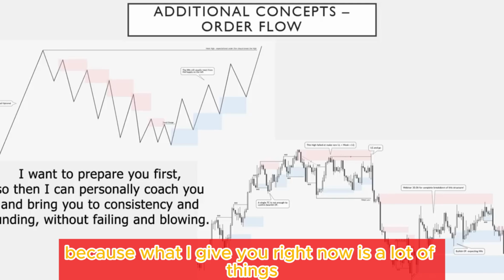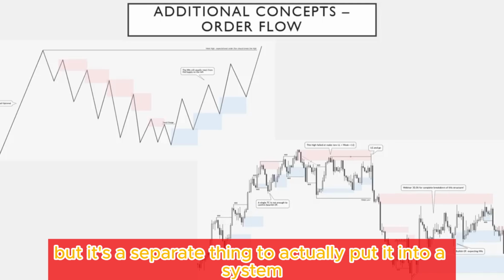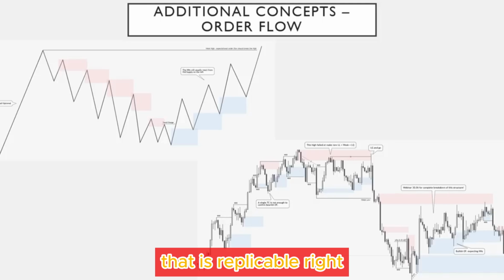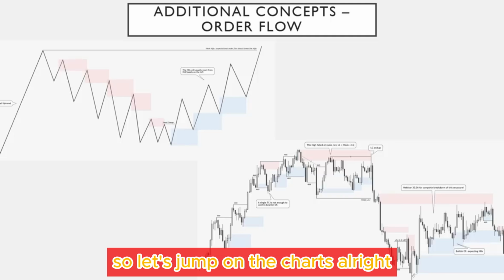Because what I give you right now is a lot of things. It's theory, right? But it's a separate thing to actually put it into a system that is replicable, and you can do this every single day and see consistency in your trading. So let's jump on the charts.